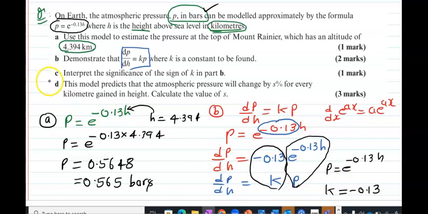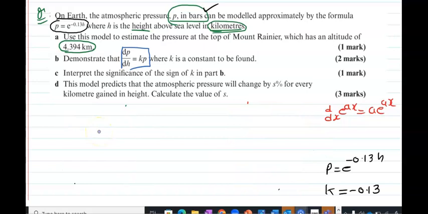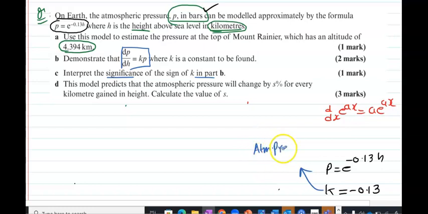Now then they are saying interpret the significance of the sign of k in part B. So k is coming minus 0.13. So what does it mean? If you see here, as k is negative, it means atmospheric pressure is decreasing. So k is minus 0.13. It means atmospheric pressure is decreasing. That is the significance, for 1 mark.